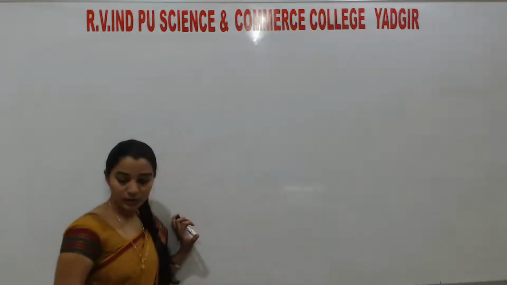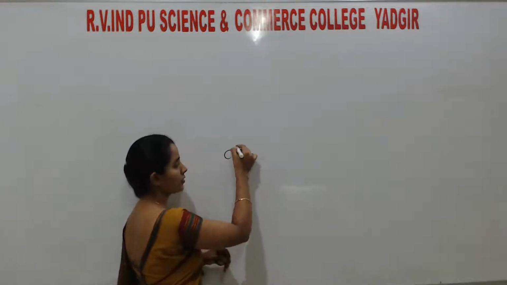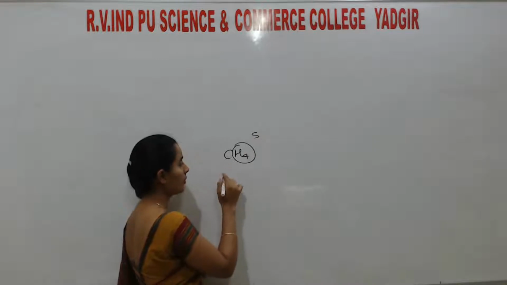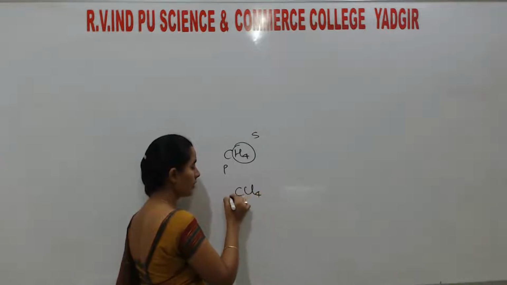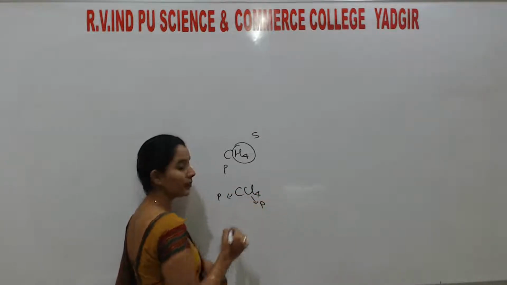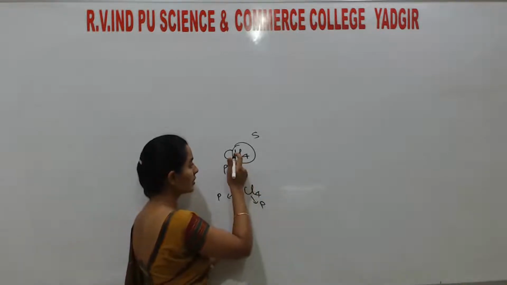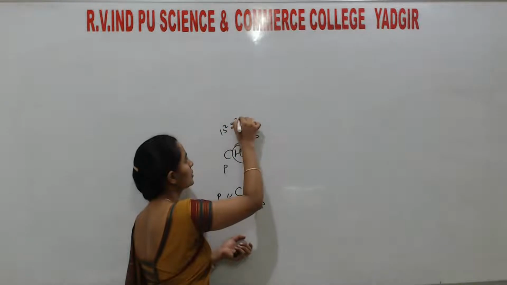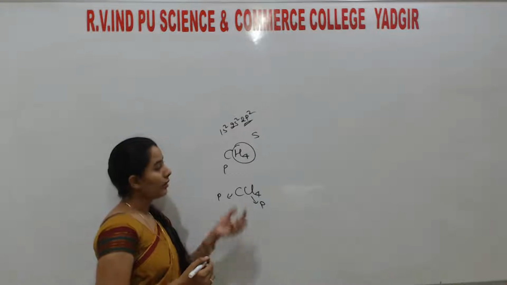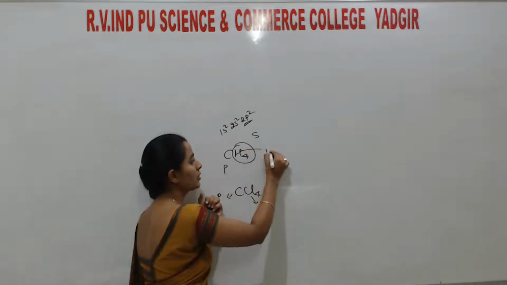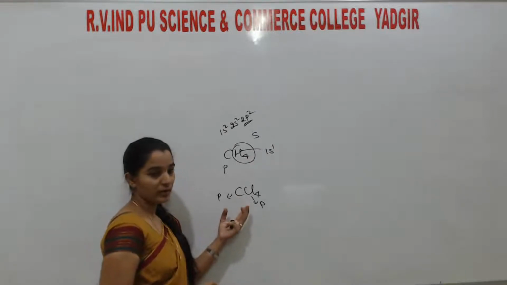For example, if I take CH4, this hydrogen has an s orbital, this carbon has a p orbital in the valence shell. In CCl4, carbon is also having a p orbital, and chlorine is also having a p orbital. Why am I telling p orbital? It means the last electron. This carbon is 1s2, 2s2, 2p2. The last electron is at the p orbital. This hydrogen is 1s1, so s orbital.